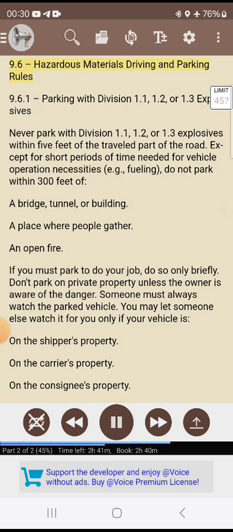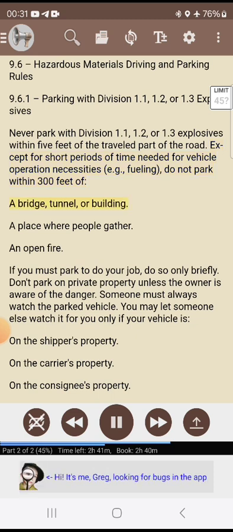9.6 Hazardous materials driving and parking rules. 9.6.1 Parking with Division 1.1, 1.2, or 1.3 explosives. Never park with Division 1.1, 1.2, or 1.3 explosives within 5 feet of the traveled part of the road. Except for short periods of time needed for vehicle operation necessities, e.g., fueling, do not park within 300 feet of a bridge, tunnel, or building.